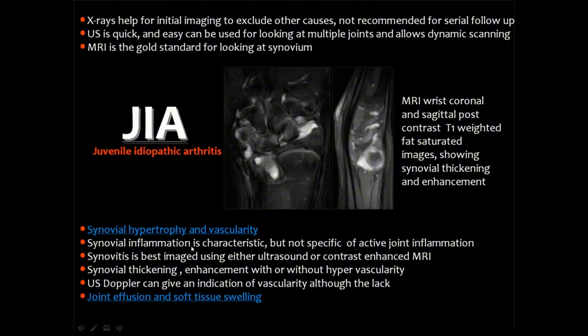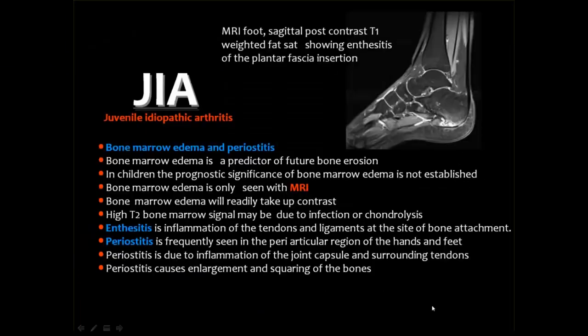Then in this type of arthritis, you get synovial inflammation, synovial thickening and enhancement, and this can be appreciated very well by MRI. If you use the Doppler ultrasound, then you may get some vascularity, but in many cases you may not see this vascularity. The constant finding is joint effusion and edematous changes of the periarticular soft tissues.